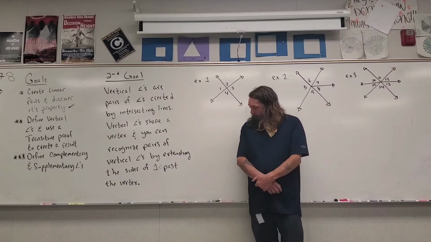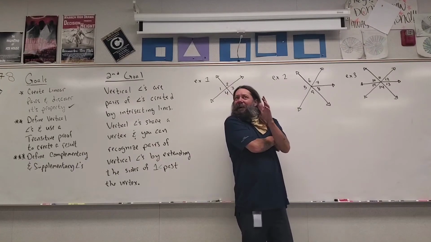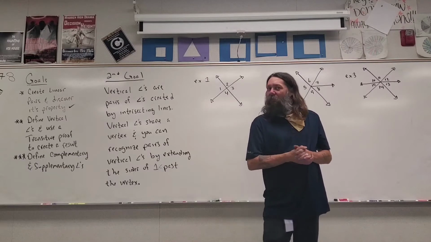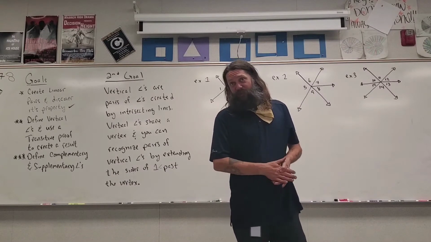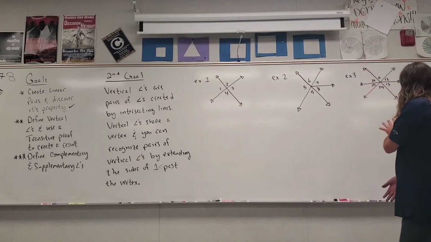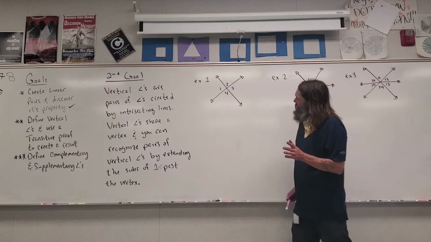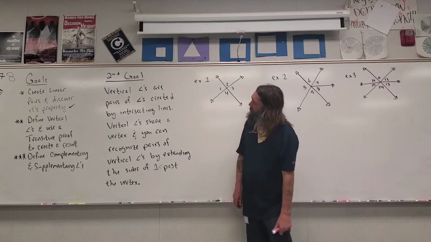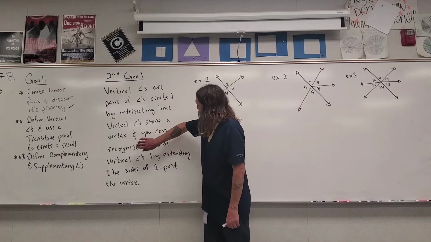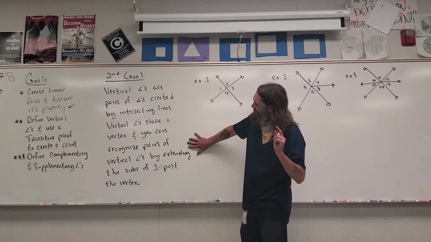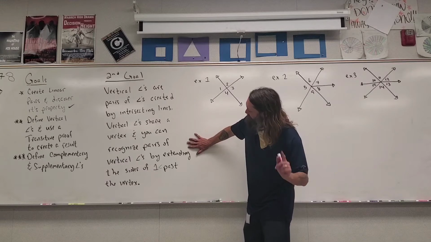All right. So I think we understand vertical angles better if we see some examples of what is a vertical angle and what isn't a vertical angle. So I have 3 examples up here, and I'm going to hopefully be able to show you using some color what I'm talking about. Here where they share a vertex, you can recognize pairs of vertical angles by extending the sides of one angle past the vertex.